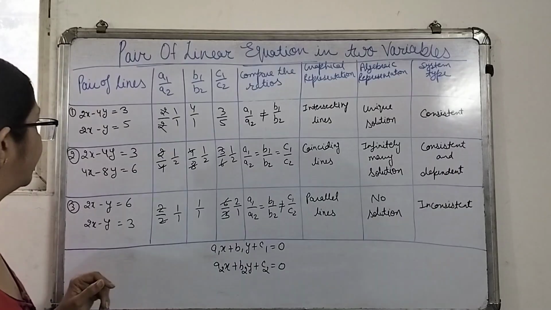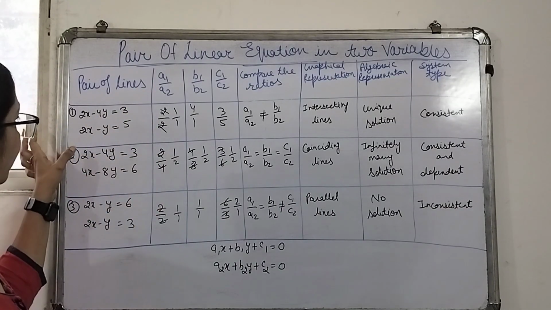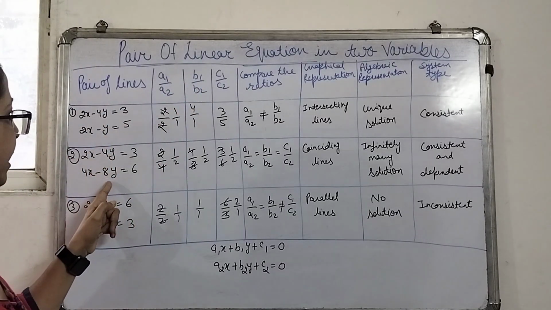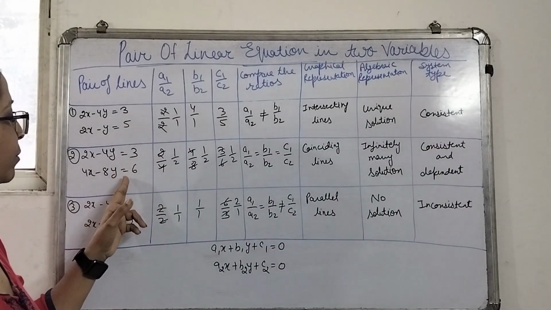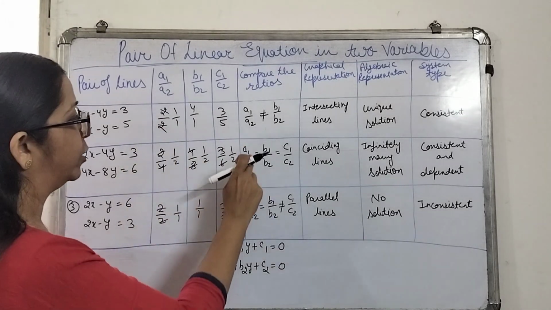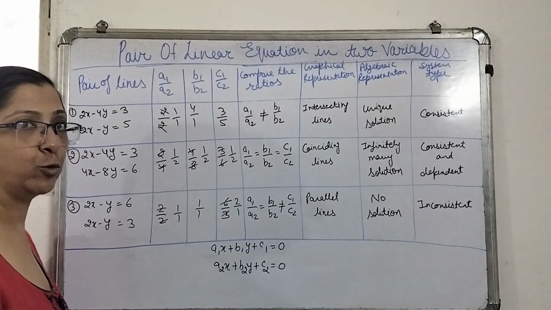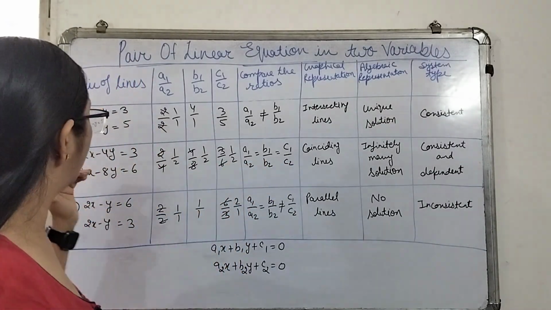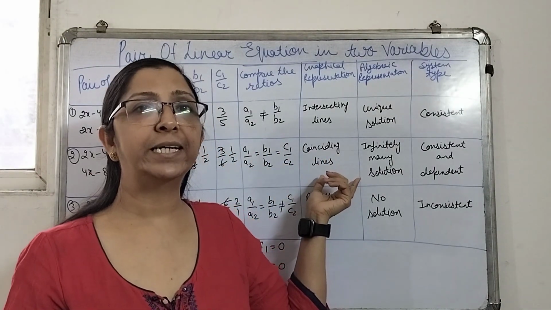Now the second condition will be when we compare these coefficients. So the value of a1 over a2 will be 2 upon 4. The value of b1 over b2 will be minus 4 over minus 8, that is again 1 upon 2, and the value of c1 over c2 will be minus 3 over minus 6, that is 1 upon 2. So we can see that a1 over a2 is equivalent to b1 over b2 is equivalent to c1 over c2. When this relation comes, then if we plot these lines on the graph, we will see that these lines will be coinciding with each other.